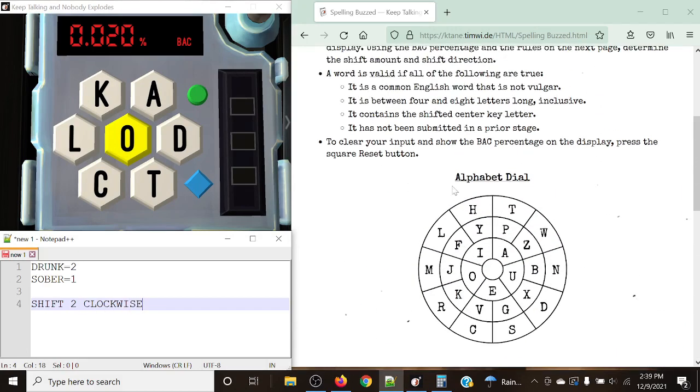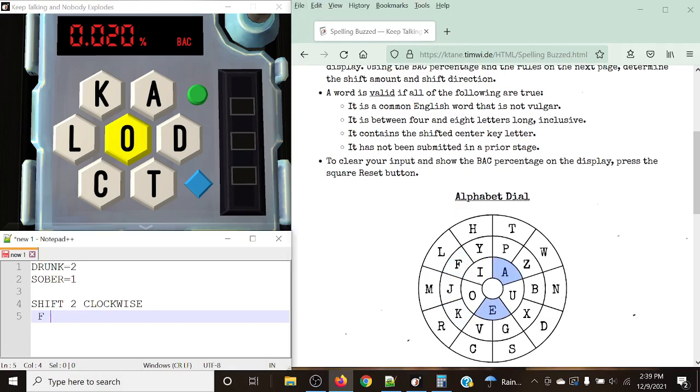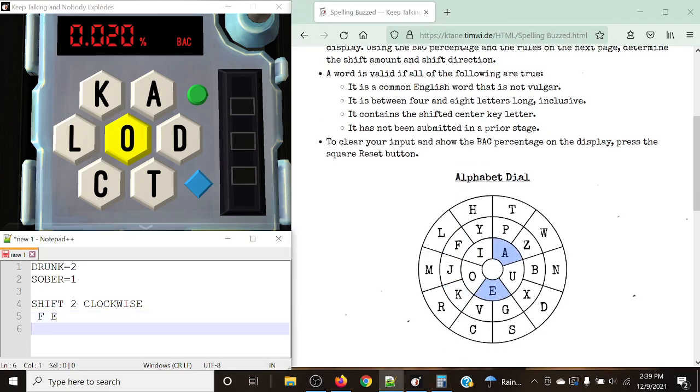So let's go over to the alphabet dial here, and let's shift each letter clockwise. And I'm going to write down the shifts that we get here. So we have Kilo. Kilo, we find this on the little dial here. So we're going to shift 2 clockwise, 1, 2 to Foxtrot. Alpha. Alpha is going to be shifting 2, 1, 2 clockwise to Echo. Next up, Lima. Lima is going to be shifting 2 clockwise to Tango.